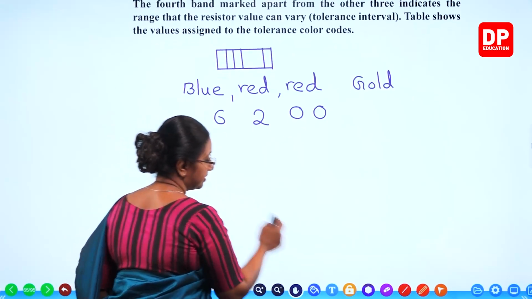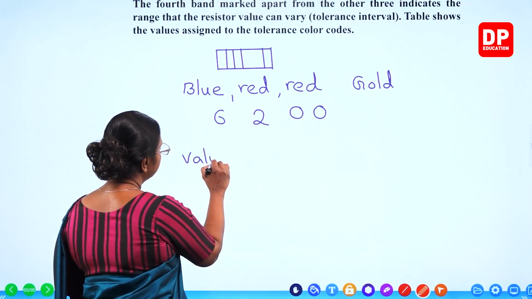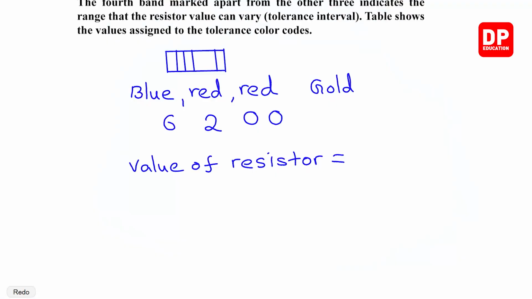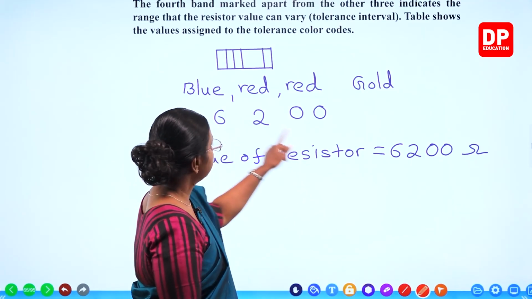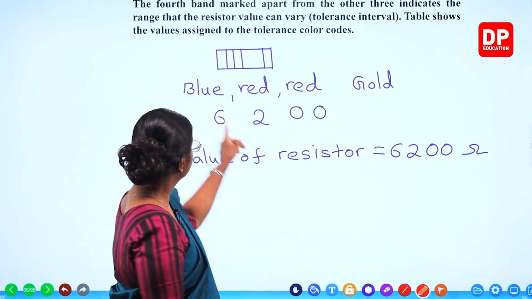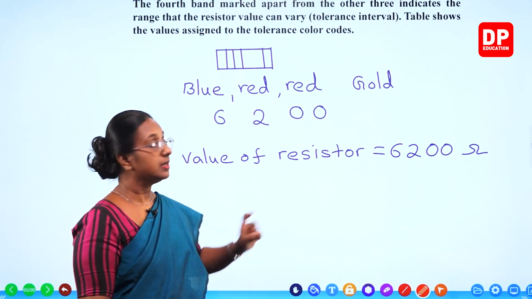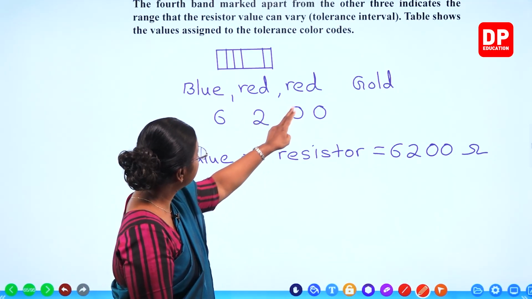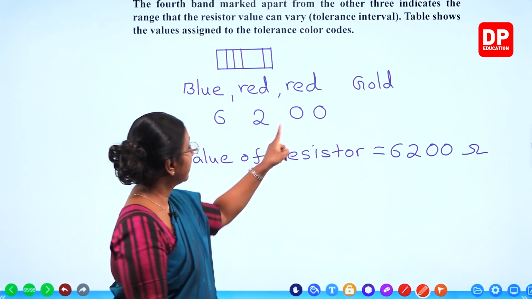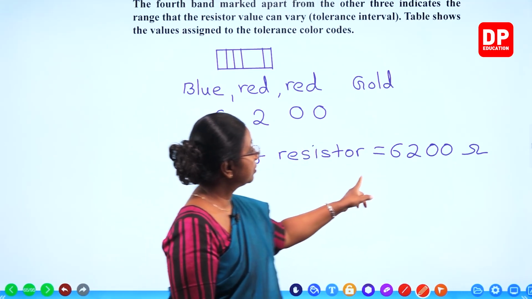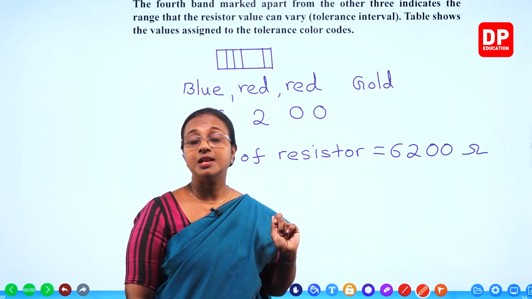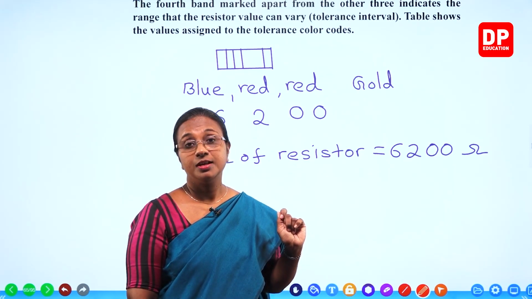So the value of the resistor is equal to 6200 ohms. 6, 2 and 2 zeros. So the first 2 values, you directly write the number. The third value is the index of the 10 to the power. Since that is also red, it has to be 2. So because of that, you need to have 2 zeros there. So the value of the resistor becomes 6200. Then we have the fourth band, the tolerance interval.